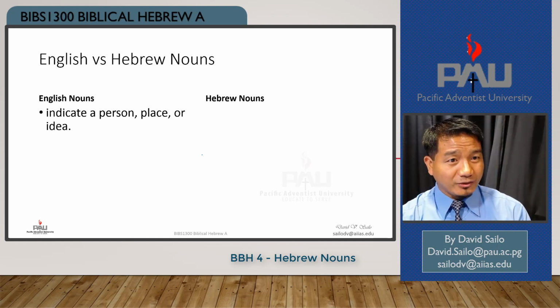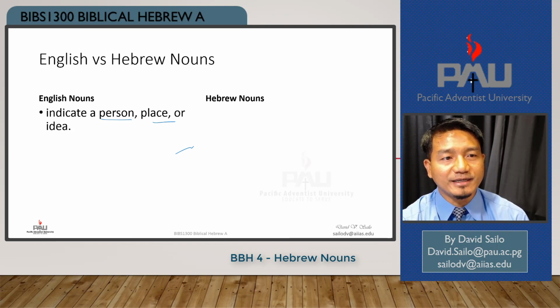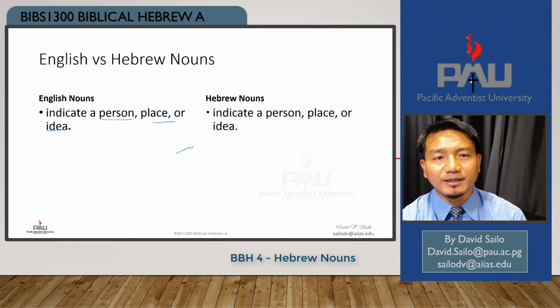When we talk about nouns in English, it indicates a person, place, or thing. Yes, place or idea or even thing. That is the same case with Hebrew. It indicates a person, place, or idea. So they are the same in this respect.